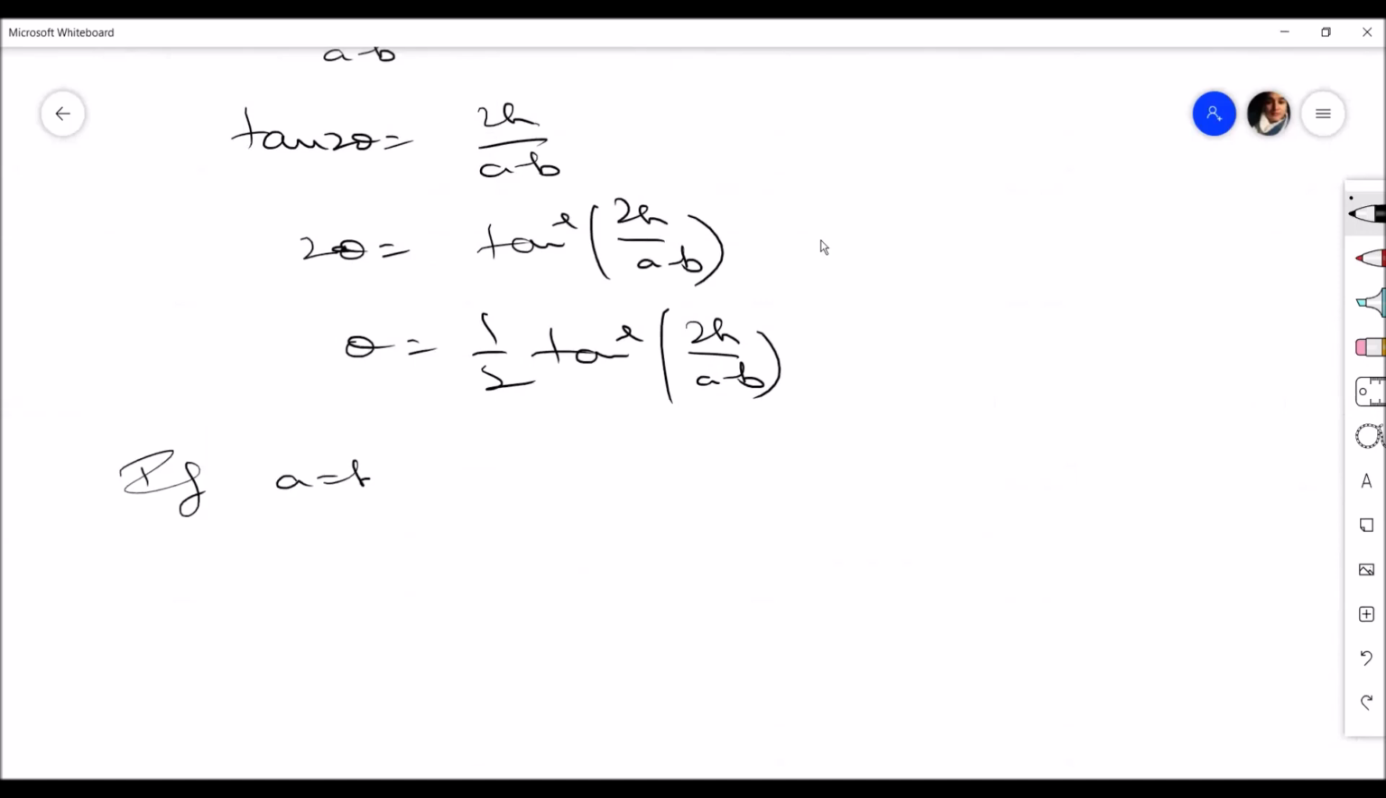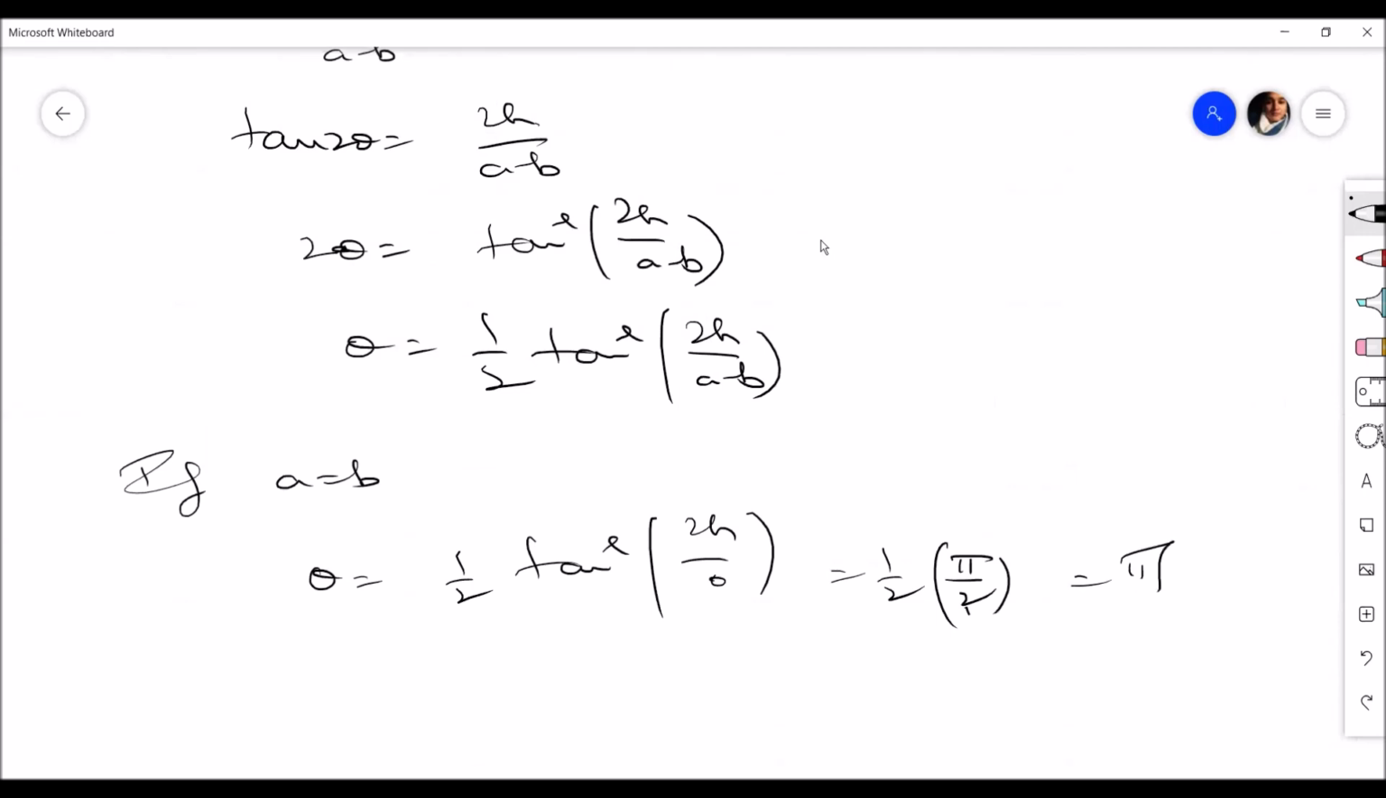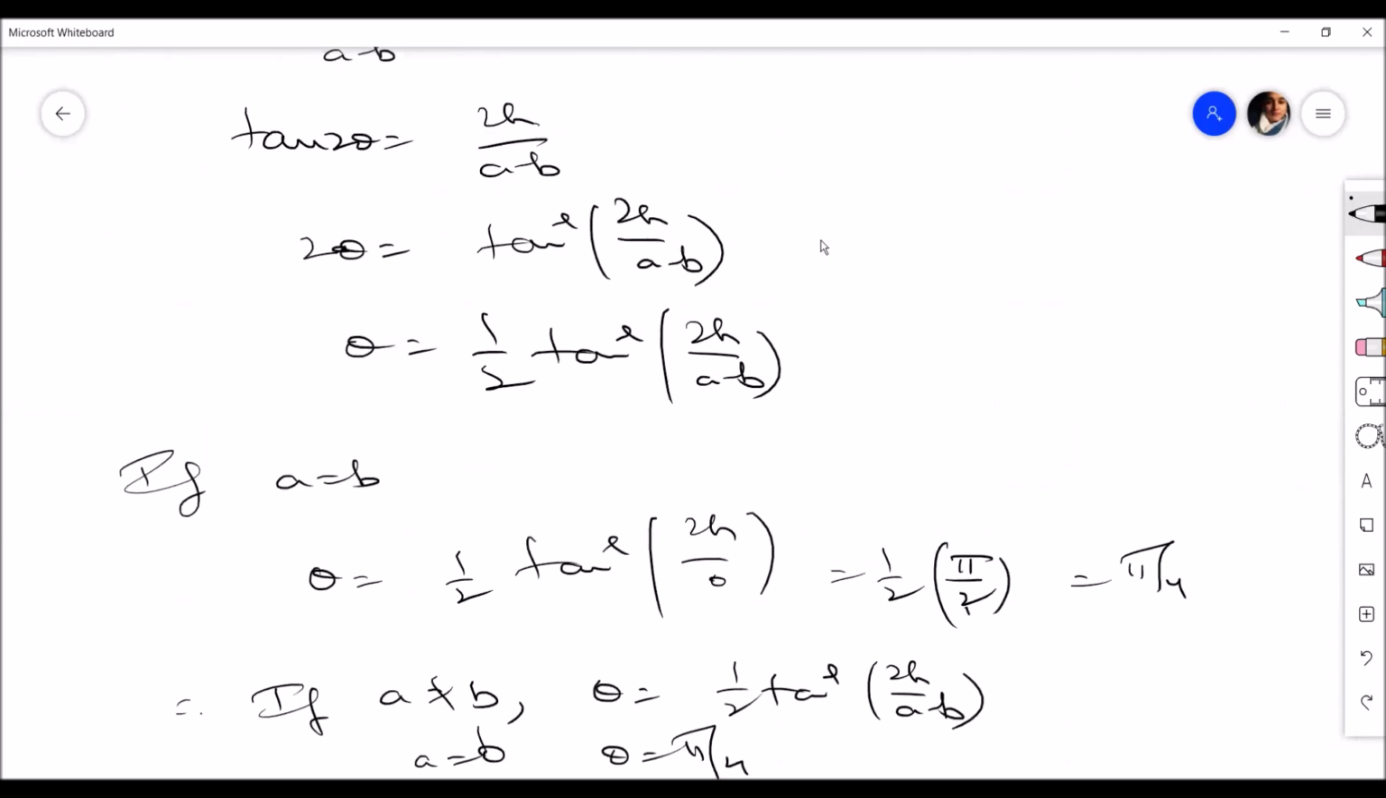If a is equal to b, then theta is equal to half tan inverse of 2h by 0, which is nothing but half into tan inverse of undefined, isn't it? Something divided by 0 is undefined, so tan inverse of undefined is pi by 2, so that is equal to pi by 4. Therefore, if a is not equal to b, then theta is equal to half tan inverse of 2h by a minus b. And if a is equal to b, then theta is equal to pi by 4.